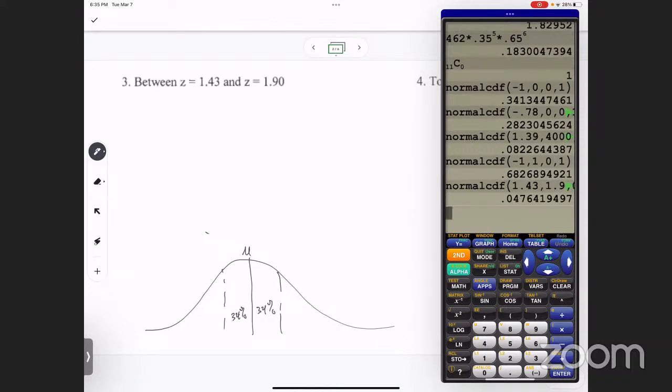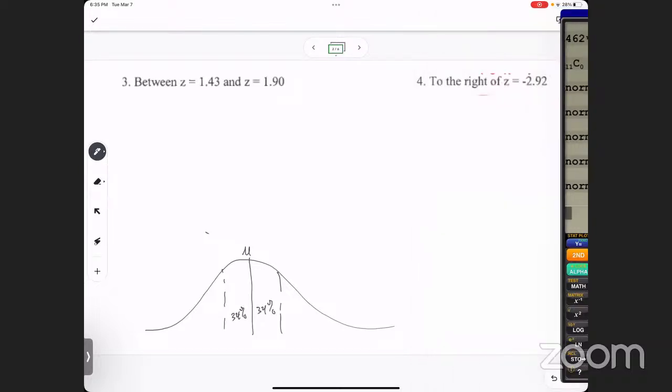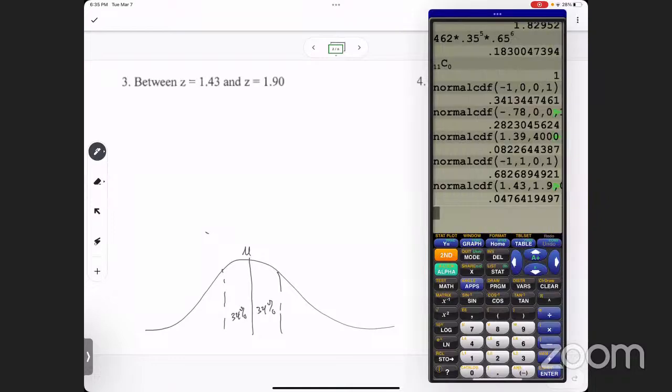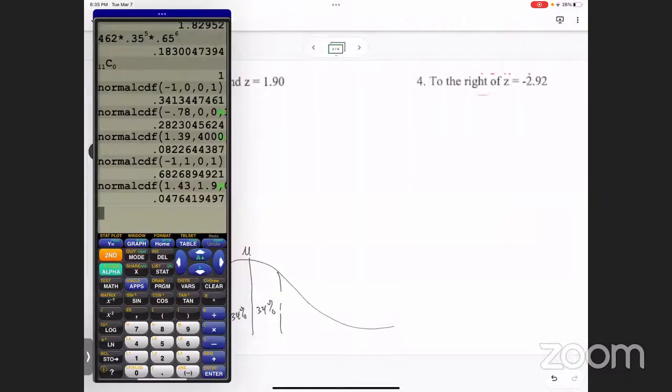4.76. Right. You understand that? So that's how problems work. So to the right of negative 2.94 or 92 is going to be like 90 something percent. It's going to be most of it, right? Does that make sense?